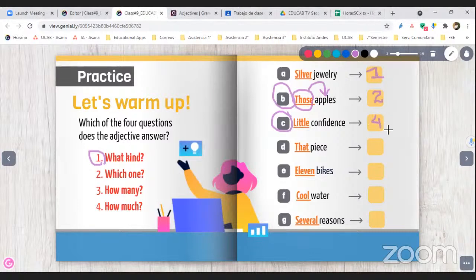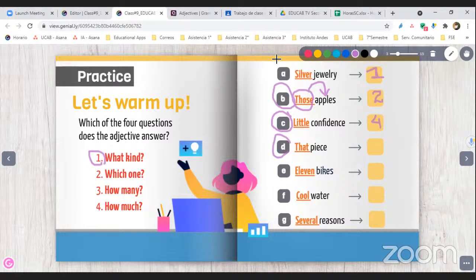Okay, let's see another one. We have that piece. Letter D is that piece. So let me see, Leticia, can you help me? Can you tell me what question do you think that adjective is answering? Yes. Number 2. Okay, let's see. Number 2, which one? Which piece? That one. Yeah, good, because we're specifying which piece. We're not telling a characteristic or we're not counting how many pieces, okay?